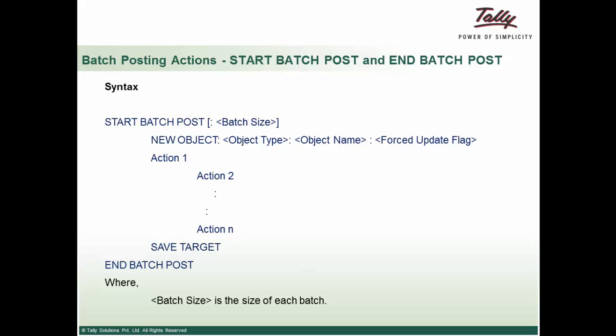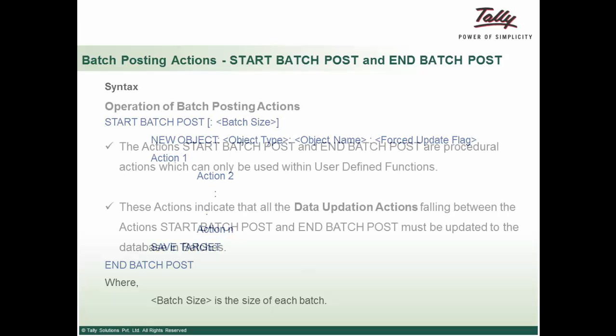So for batch post, the actions are start batch post and end batch post. You start things in between these. New object is the action, and you can perform whatever actions you want within this posting, where you can provide the batch size. Batch size is the size of each batch, so that at one given point of time it can take only, say, 10 objects in one batch. So this will definitely improve the performance.